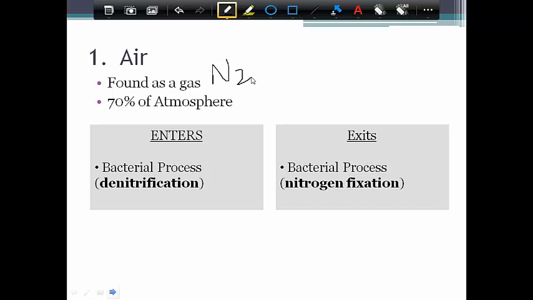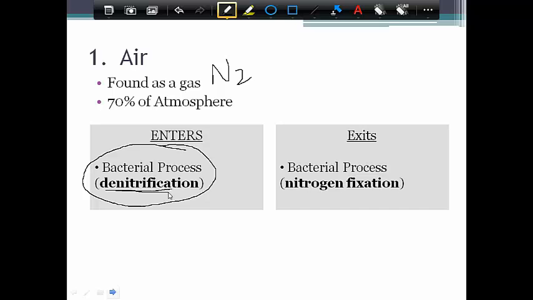So how does it get into the atmosphere? First of all, there is a bacterial process called denitrification that puts the nitrogen into the air as a gas. And you'll see that bacteria do a lot of work in the nitrogen cycle. There are different types of bacteria that do all these things. You don't have to know that. But I do want you to know that the bacteria put the nitrogen into the air, again, through denitrification.